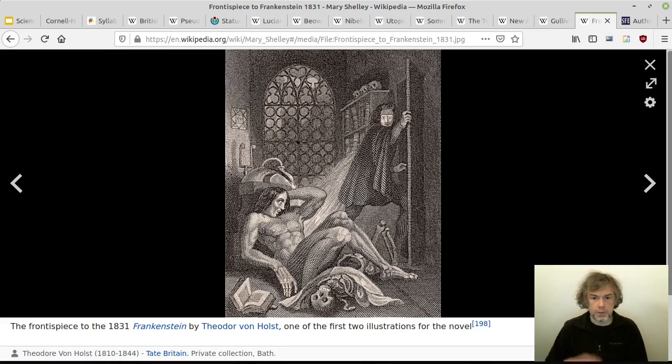The creature kills Victor's best friend Clerval, and Victor is suspected of the crime. Released, Victor makes his way back to Switzerland to marry Elizabeth. After the wedding, the creature kills Elizabeth, and Victor pursues the creature all the way to the Arctic, where Victor meets Captain Walton. After Victor's death, the creature appears to Captain Walton, laments his creator's passing away, and disappears, vowing to end his own life. So that's the novel, in a nutshell.